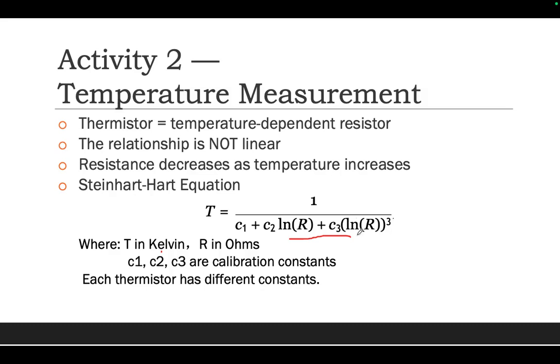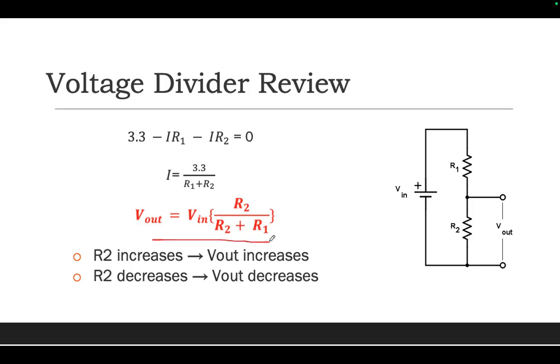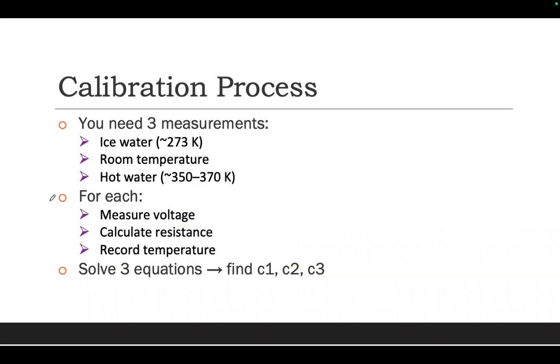This equation is mainly for finding C1, C2, C3, so you need to use this equation. Here, R1 is fixed. You know the V in. What is V in for the resistors lab? 3.3. You know R1, am I right? What is V out? The V out is just the measured voltage. You can read it from the Pico. Does that make sense to you?